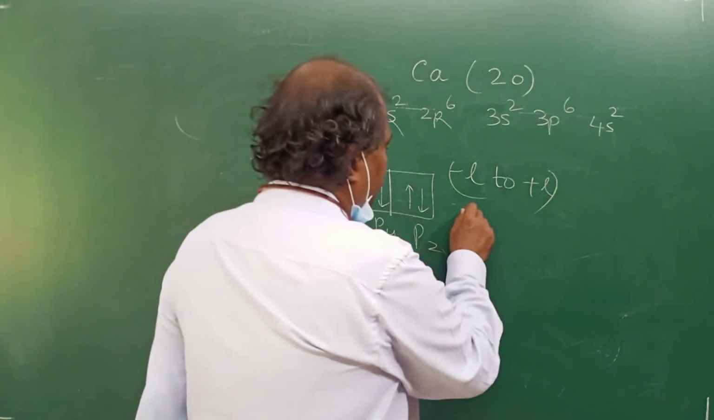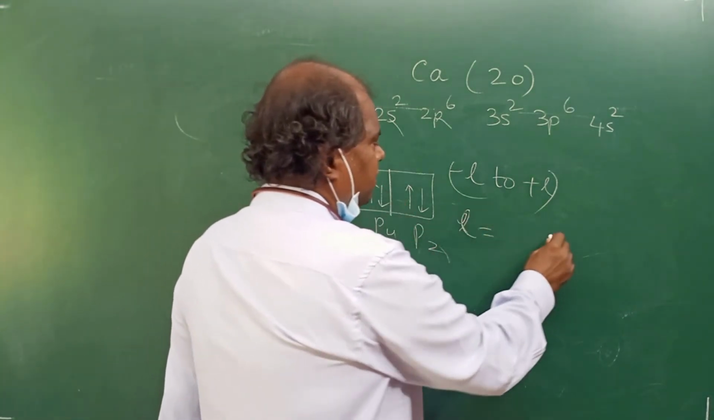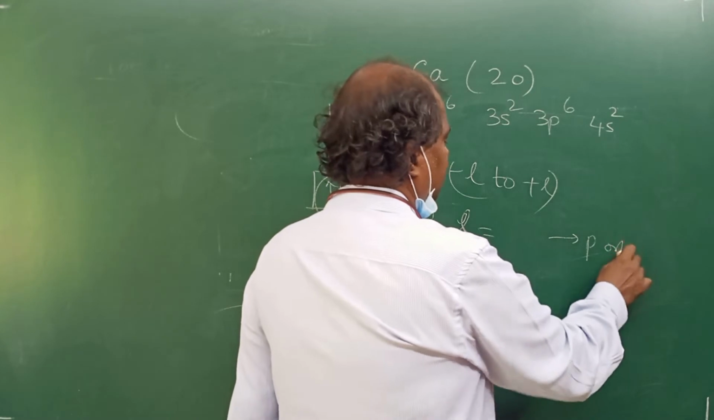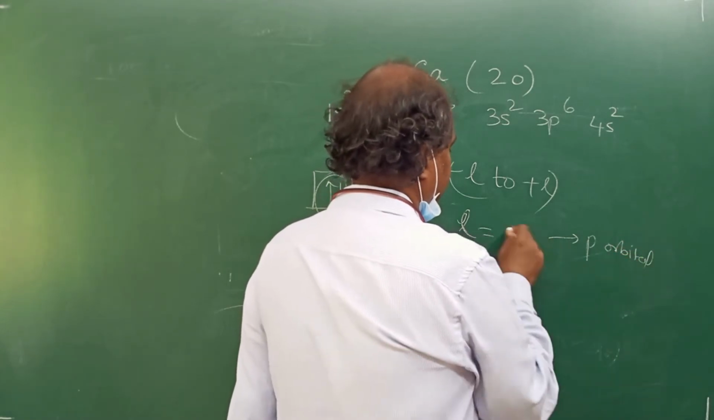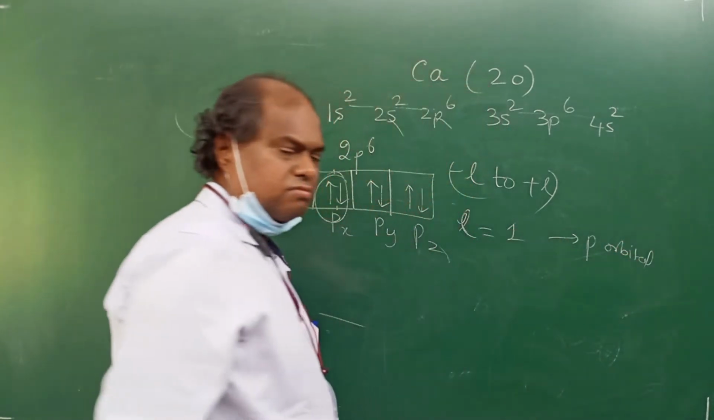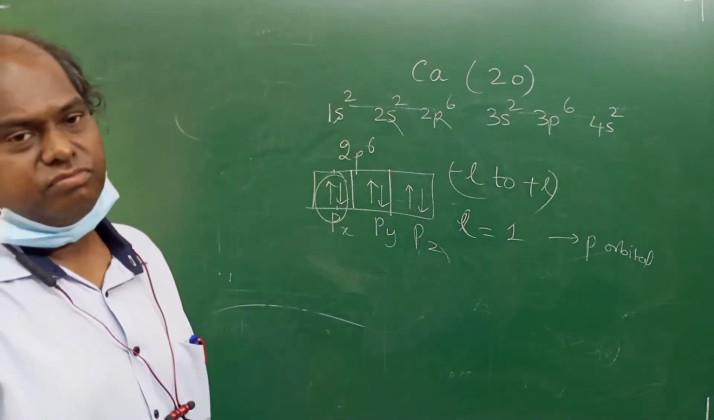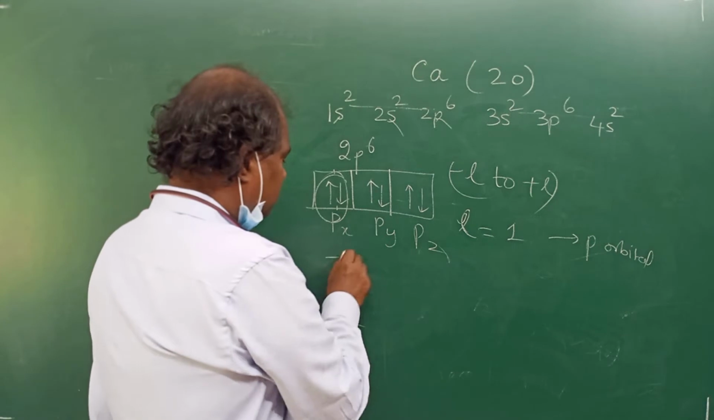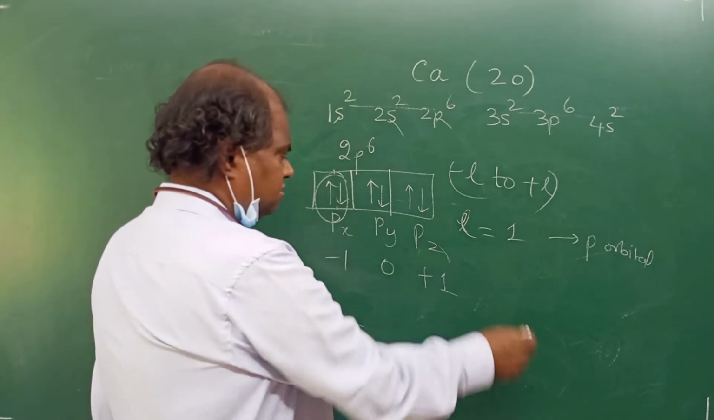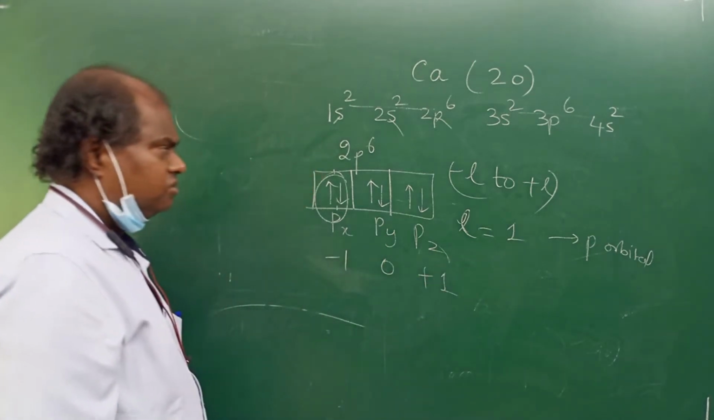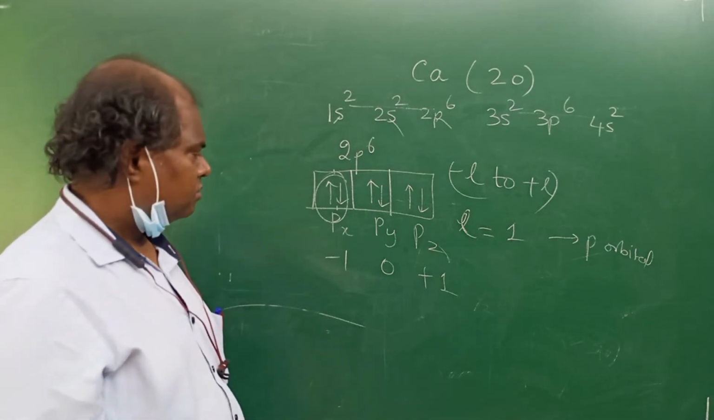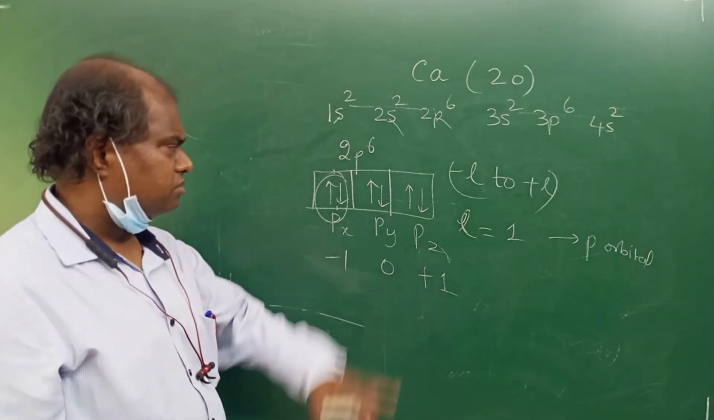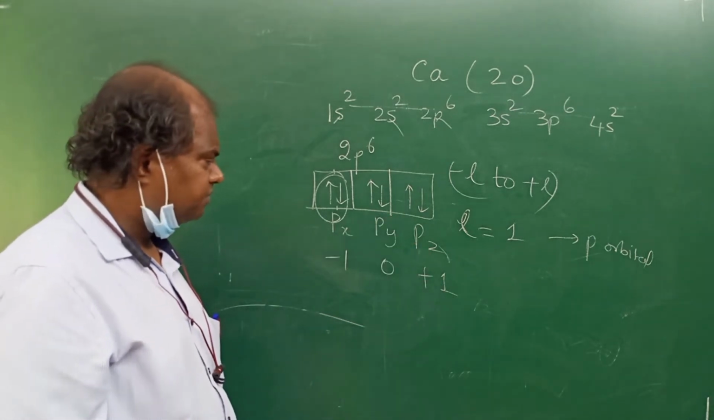Now, what is the L value for p orbital? Tell me. For p orbital, L value is equal to 1. S orbital 0, p orbital 1. So minus L to plus L means what? Minus 1, 0, plus 1. You can write like this. Is that clear? Fine.